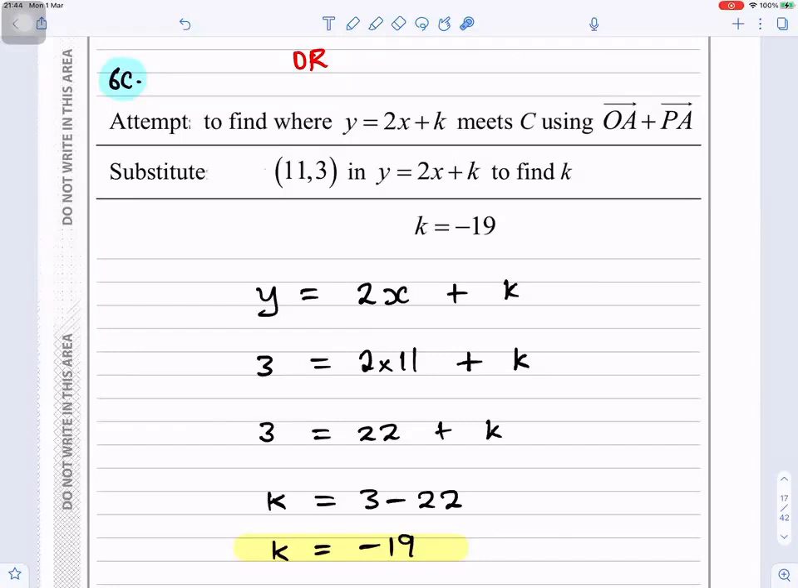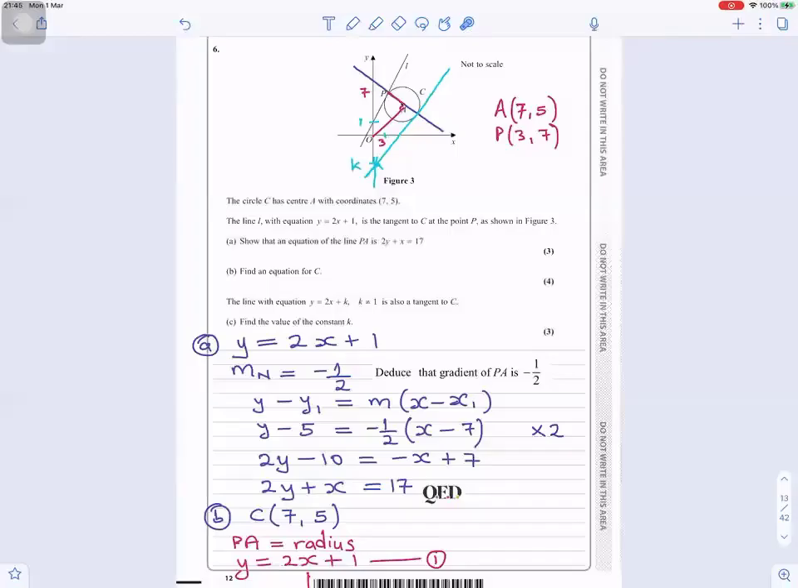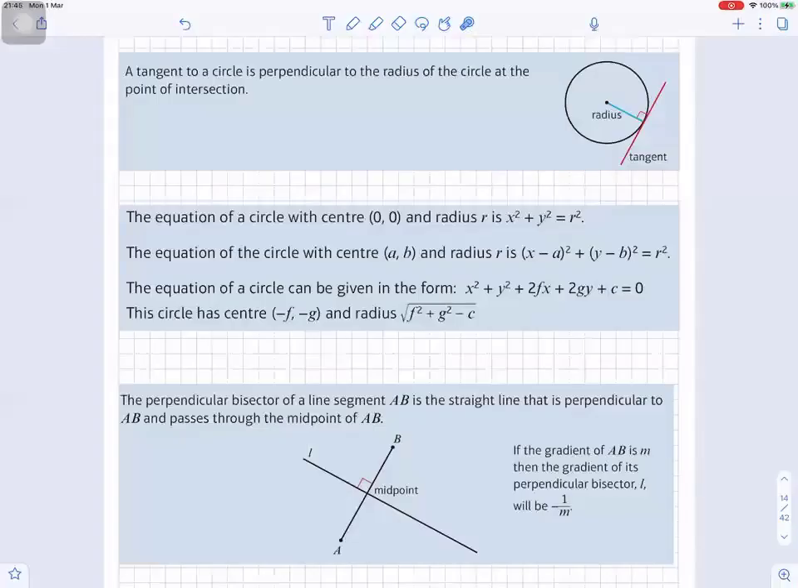Or you can attempt to find where y equals 2x plus k meets C using OA equals p plus a. So substitute 11, 3 in y equals 2x plus k to find k. So that means you substitute 3 for y and 11 for x, and you solve it, you will get k to be minus 19. I think this is quicker and easier. So that's question 6a. And these are the formulae and ideas that we use for it.